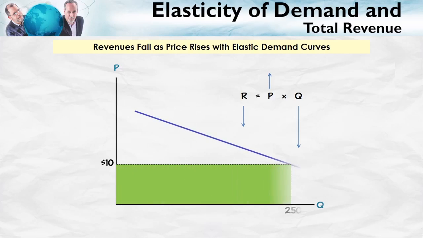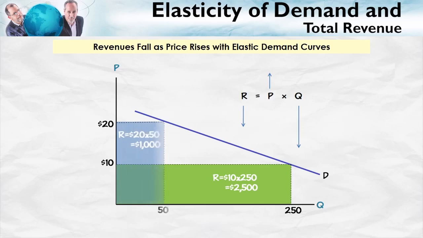And again, let's show that. If you're ever confused and you can't quite remember, just draw the graph. I can never remember myself, but I always draw these little graphs. So draw a really flat or elastic demand curve. In this case, at a price of $10, the quantity demanded is 250 units, so revenue is 2,500. And see what happens when price goes up.